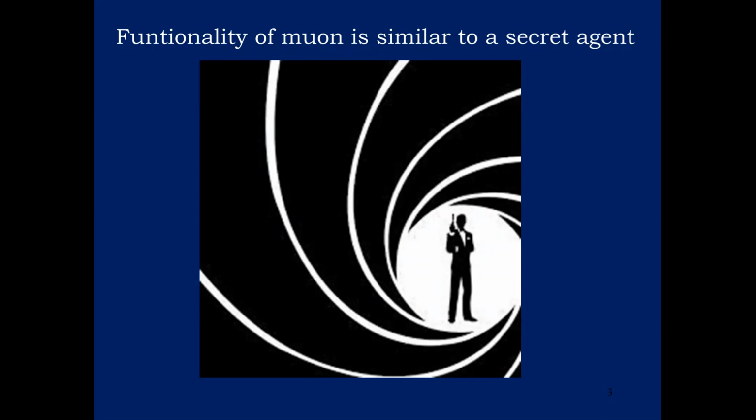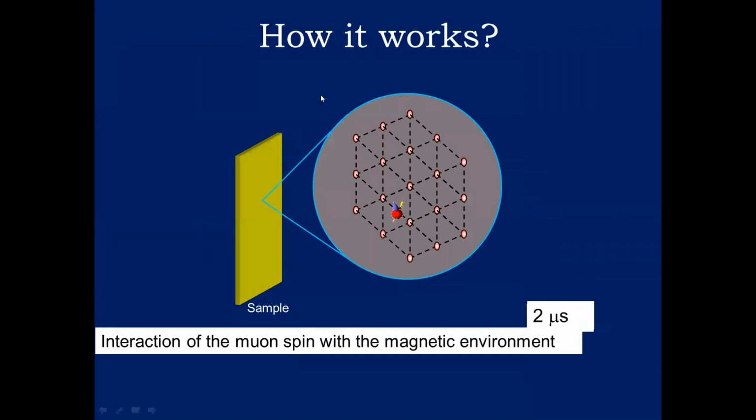We know what a secret agent usually does. An agent usually goes to a place, spies on that place, collects information and leaves the place without leaving any traces. Muons in principle also work like this. It enters into a material, tries to sit in a lattice site where the potential energy is minimum, and starts to interact with the surroundings, collects information and decays into a positron detector. And that positron carries local information of the system. So this is how it works in principle.